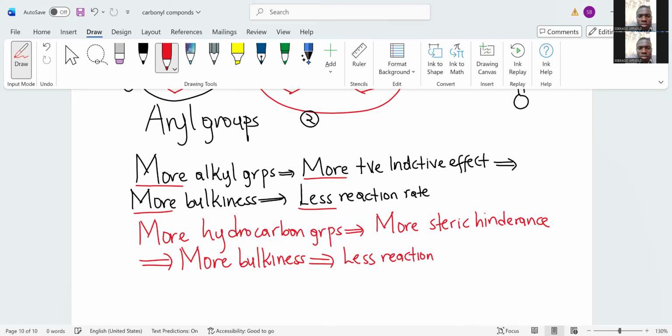The opposite is also true. What do I mean? If you say less hydrocarbonic groups, less steric hindrance, less bulkiness, more reaction rate.